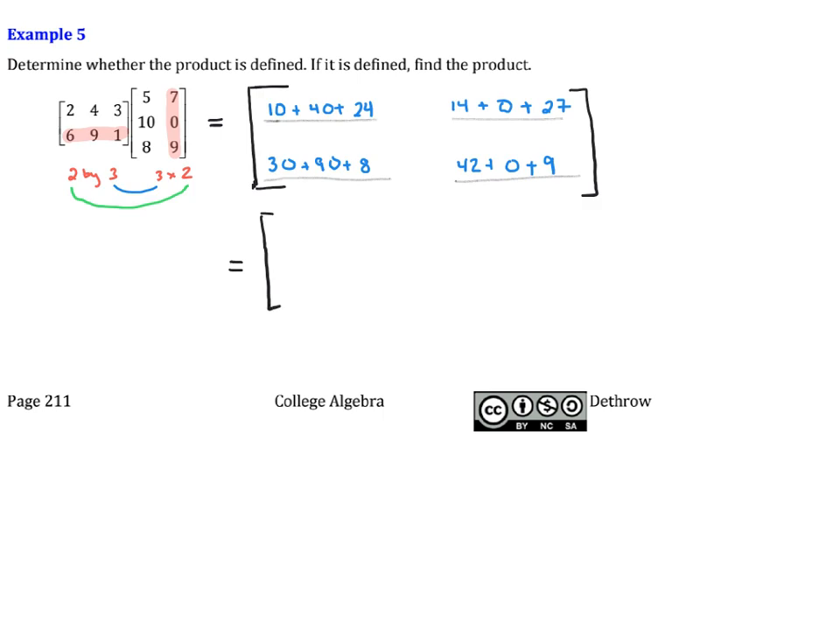And so this yields for us 74, 41, 128, 51.